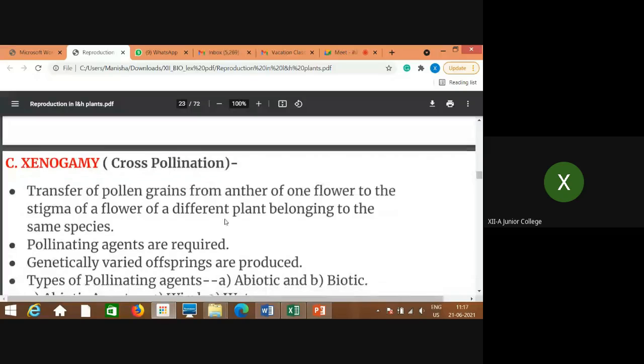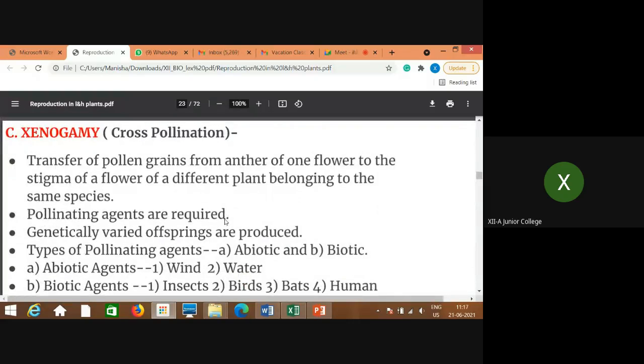Now we have to talk about xenogamy, that means totally cross pollination, where generally self pollination is not seen, but it favors cross pollination only. Now what is that? Transfer of pollen grains from the anther of one flower to the stigma of a flower of a different plant belonging to the same species. So here the species is the same but the plant is different and the flower is obviously different.